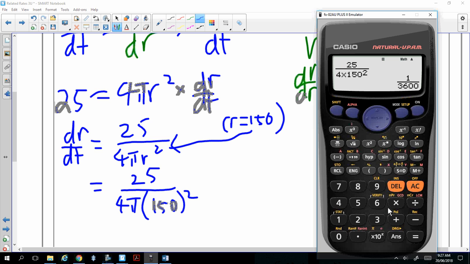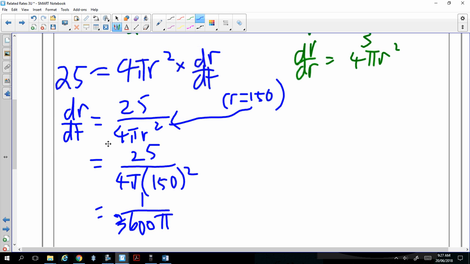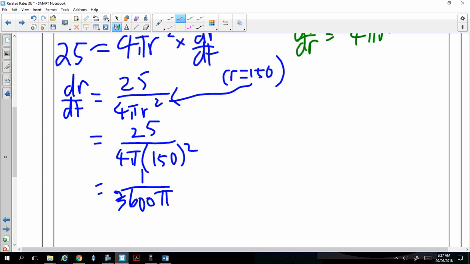So we've got dr/dt. We're going to highlight that because we will be using this. I'm going to use a highlighter because this is important. Highlight this bit, which we'll use later on. That's dr/dt.